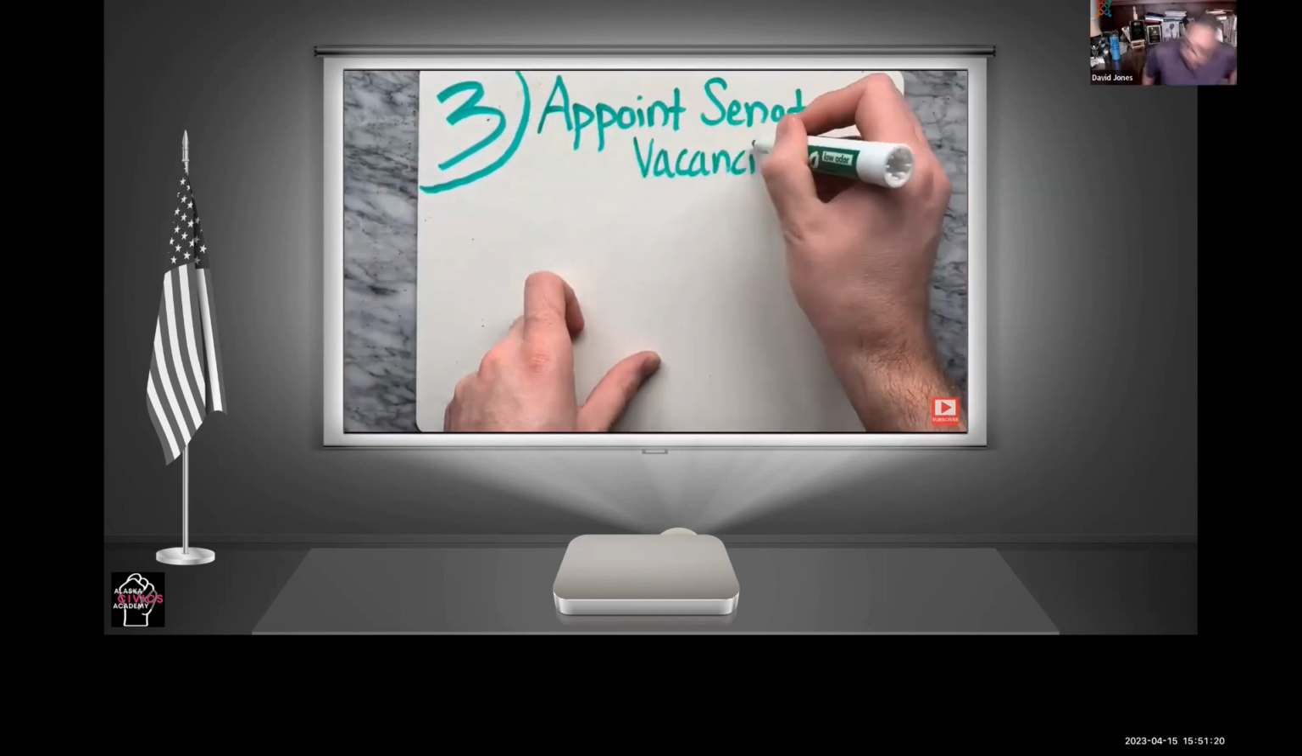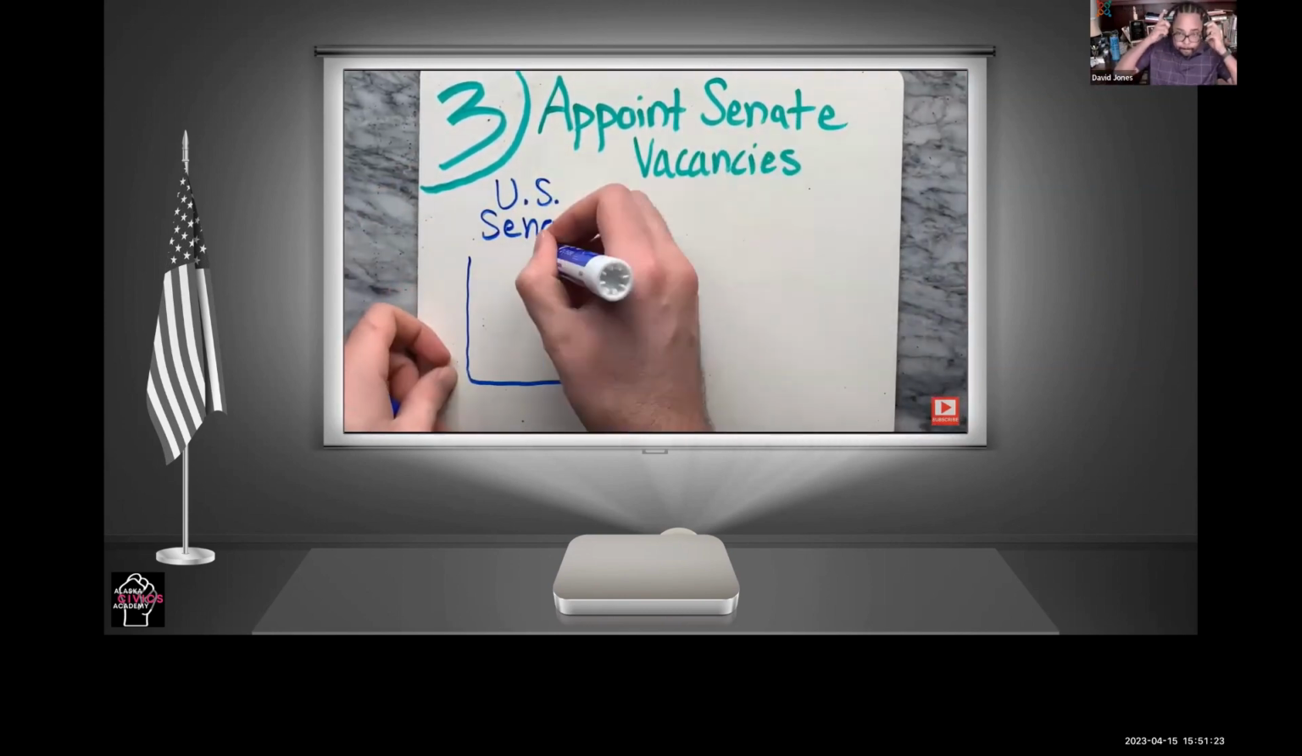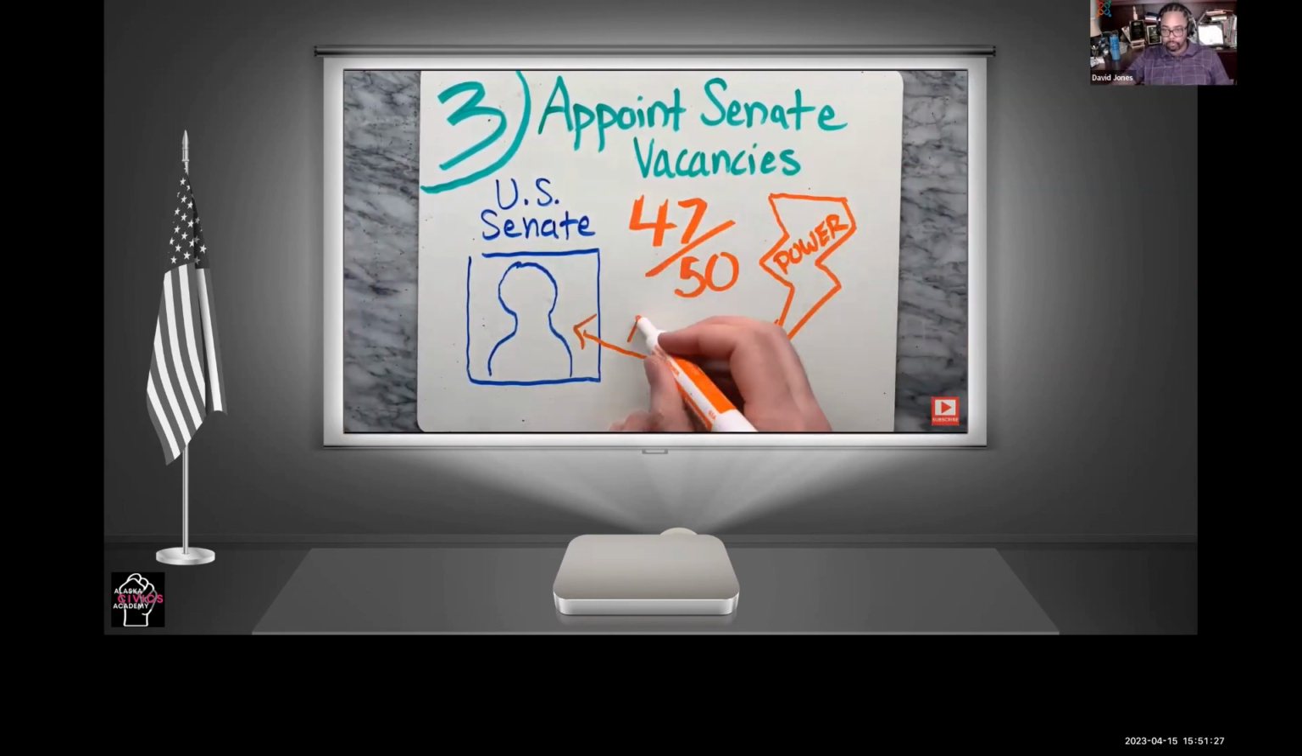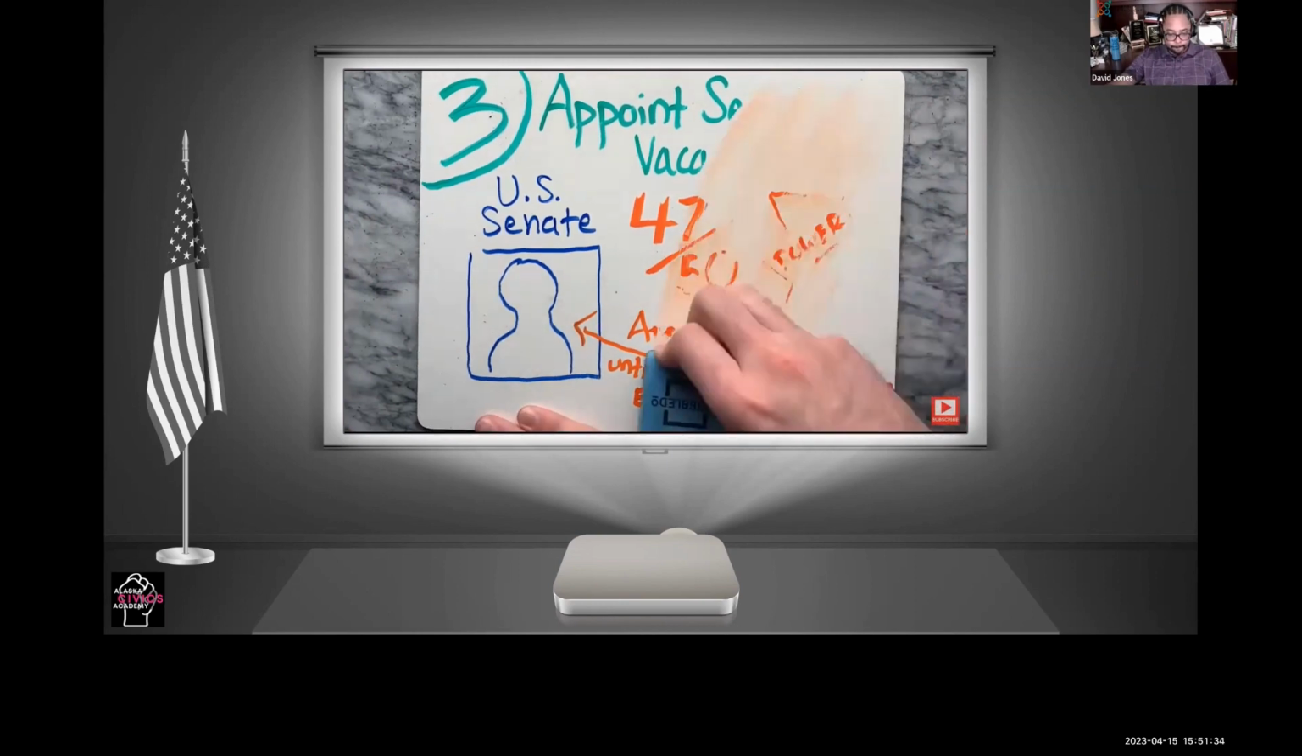Fact number 3. What if there was a vacancy in one of your state's U.S. Senate seats? Well, in 47 out of 50 states, the state governor has the power to appoint someone to fill a vacancy until a special election is held. The governors of Oregon, Alaska, and Wisconsin do not have this power.